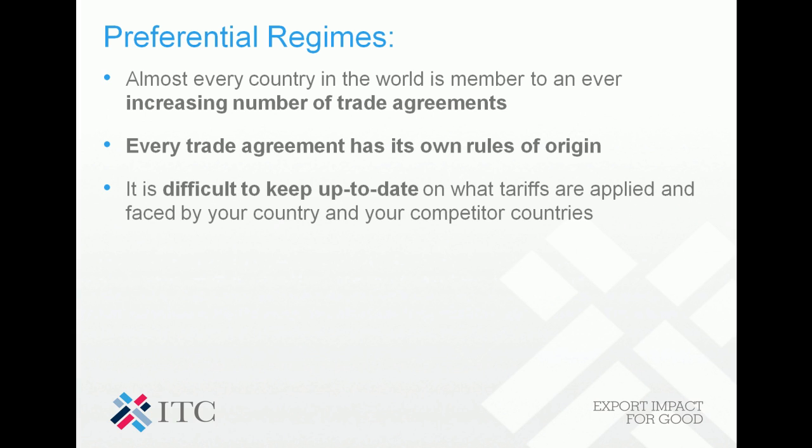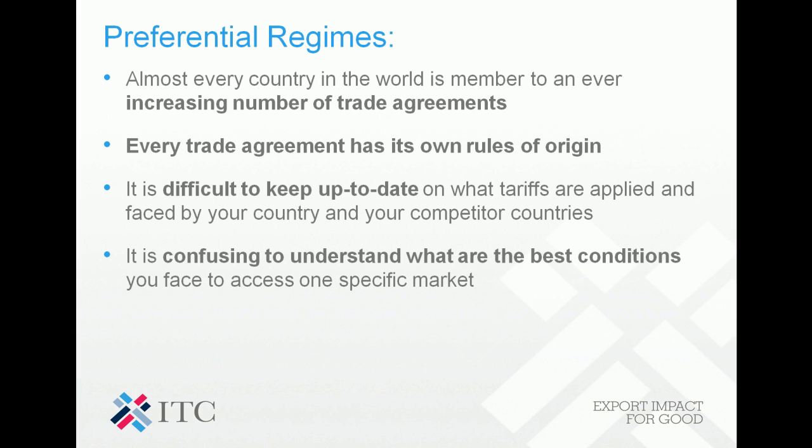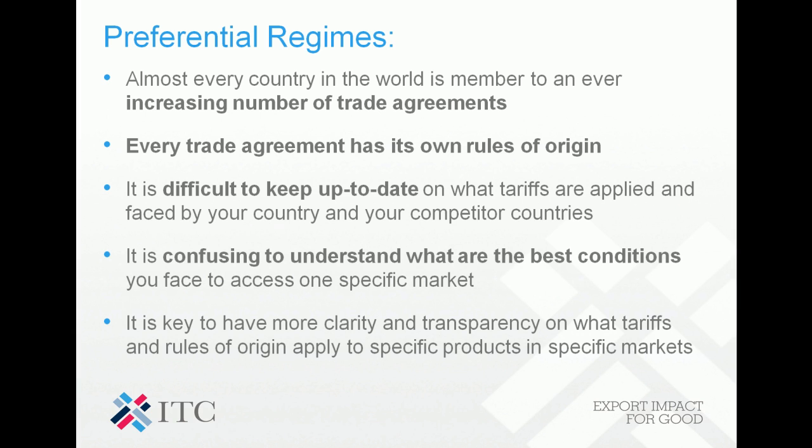Because of the increasing number of regimes, it is difficult to keep up to date on what tariffs are applied and faced by your country and your competitor countries. It is confusing to understand what are the best conditions you face to access one specific market. And it is key to have more clarity and transparency on what tariffs and rules of origin apply to specific products in specific markets, which Market Access Map wants to provide you with.